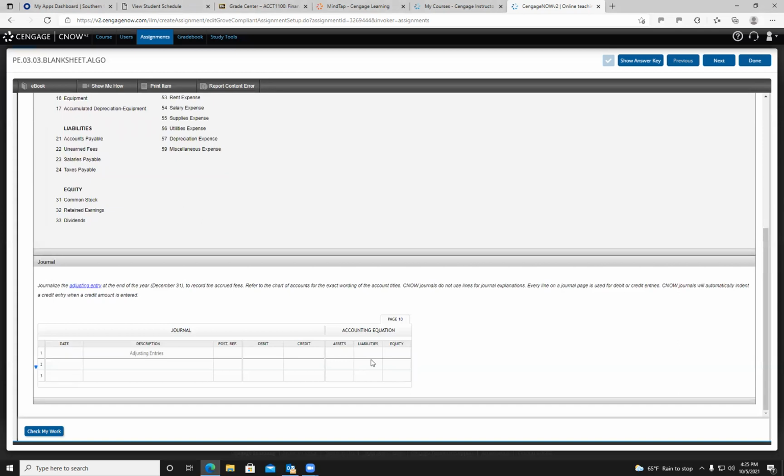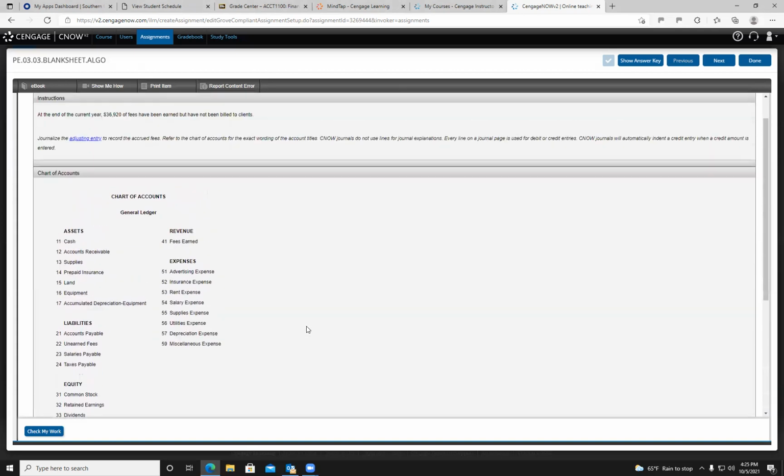The two accounts we're going to use for this are fees earned and accounts receivable. Why? We've earned the revenue because we provided the service. We've earned it, so we can record the revenue. So that's where we're going to hit fees earned, but we've not billed it yet. So the customer has not been able to pay us yet. So we're going to hit accounts receivable, money that we will receive once we bill the customer.